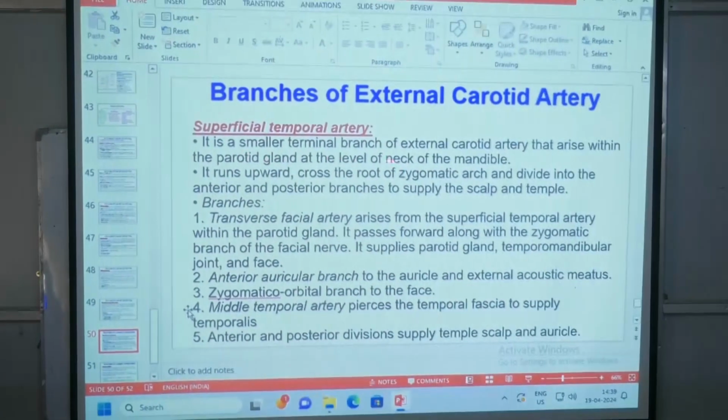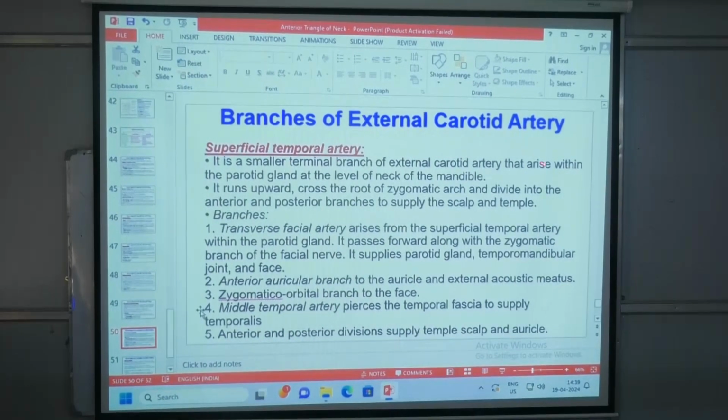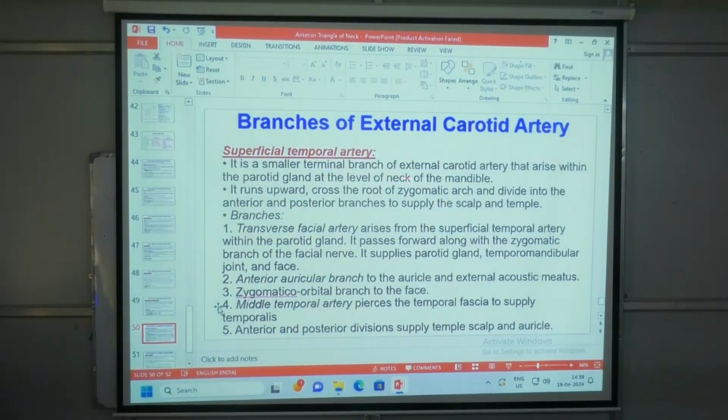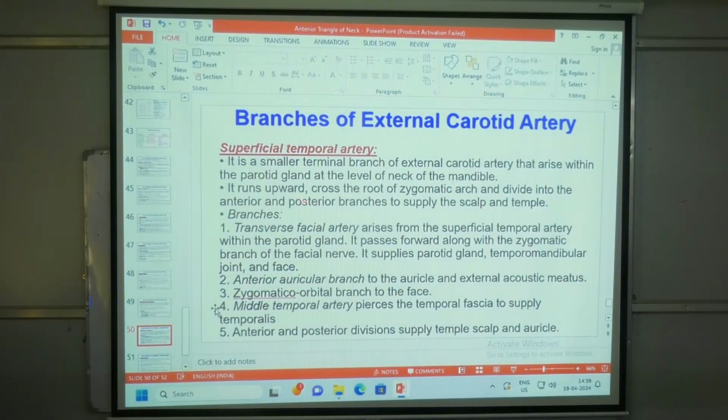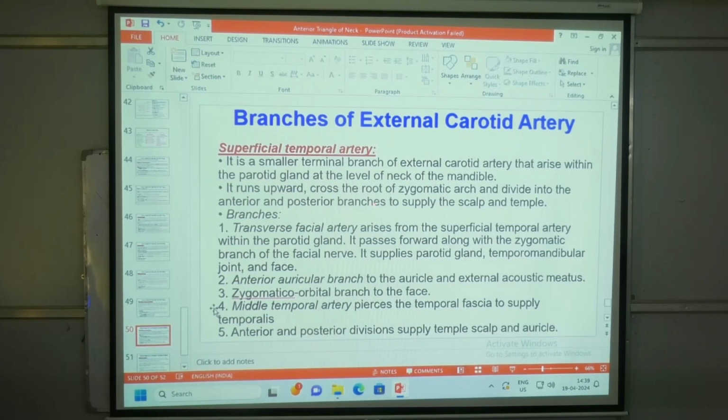Okay. The superficial temporal is the smaller terminal branch of the external carotid, arises within the parotid gland at the level of the neck of the mandible. Runs upward across the root of the zygomatic arch, anterior and posterior branches to supply the scalp and temple. What are the branches? This artery is important. This you may have seen in face dissection.